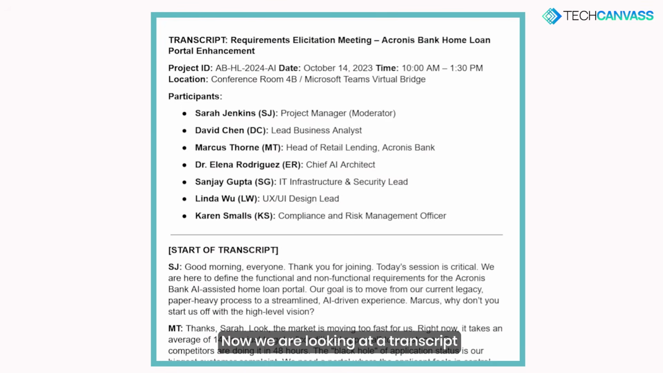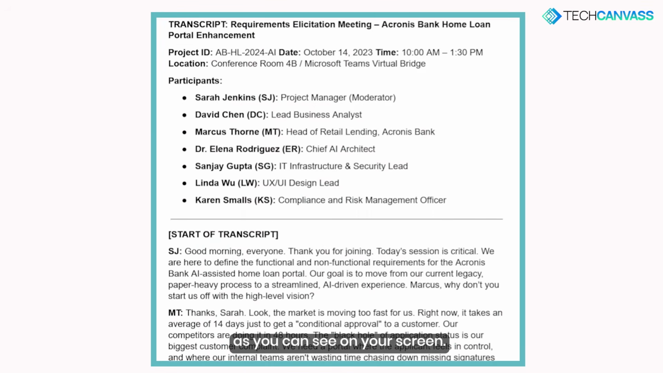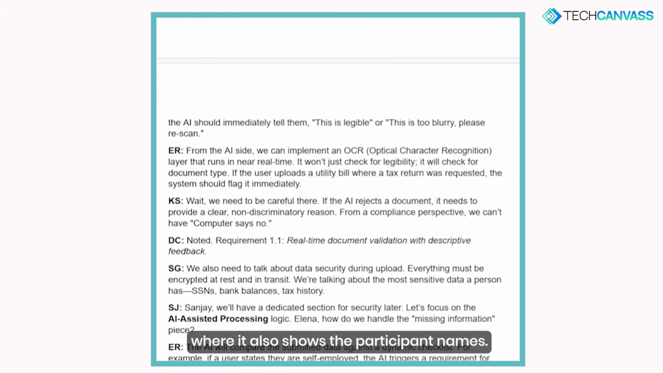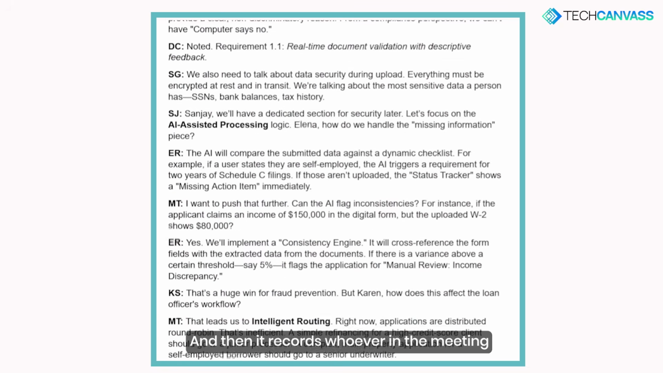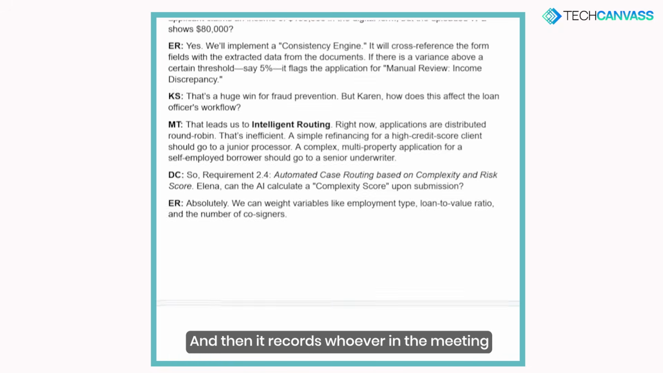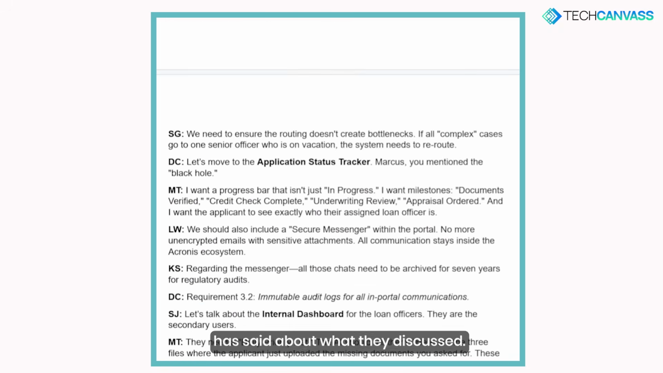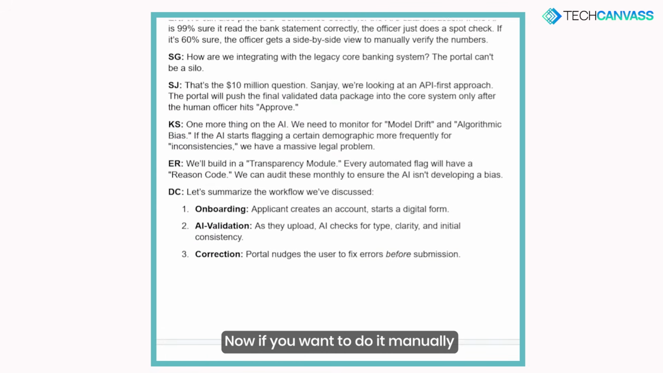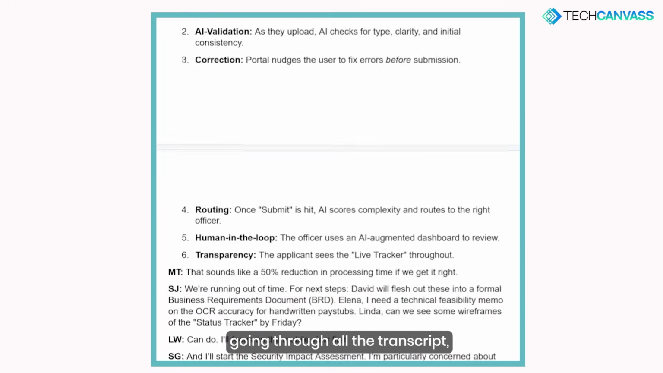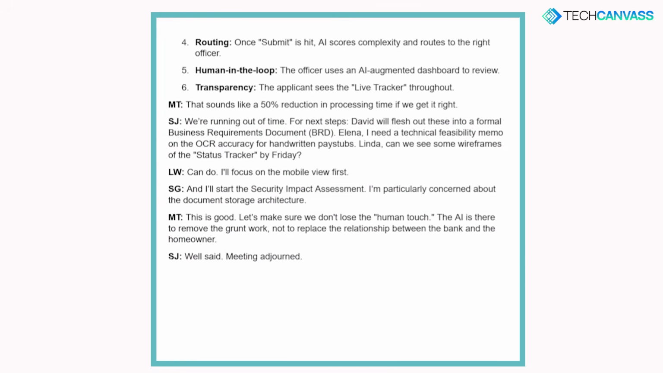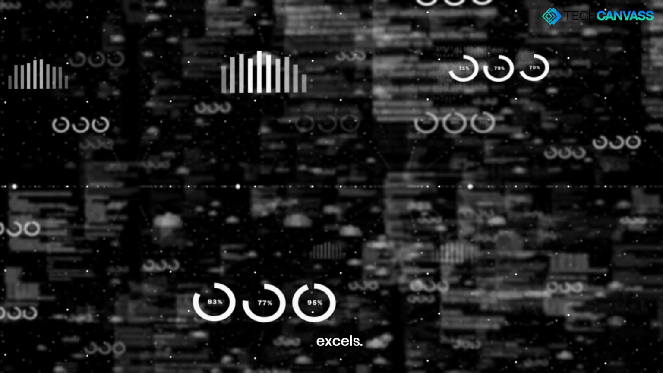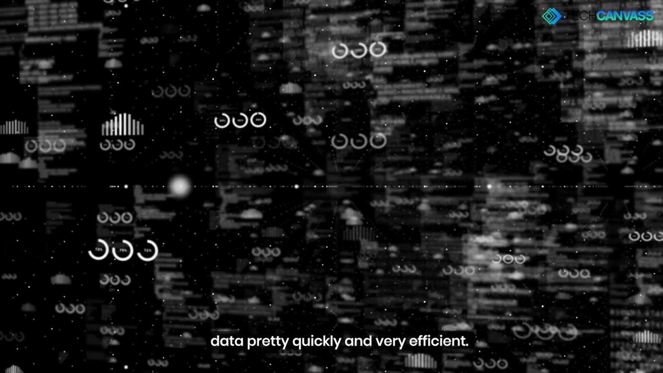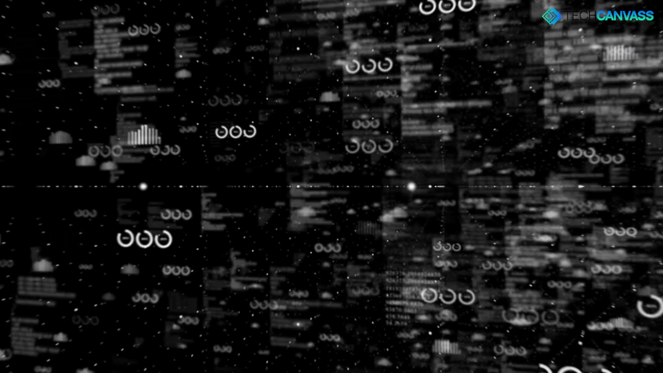Now, we are looking at a transcript which is 3 to 4 pages long, as you can see on your screen. This is a transcript where it also shows the participant names, and it records whatever anyone in the meeting has said or discussed, and that is completely recorded. Now, if you want to do it manually, going through all the transcript, then obviously it is going to take time. And that is where AI actually excels. It can analyze text and data pretty quickly and very efficiently. Okay, so let's give it a try.